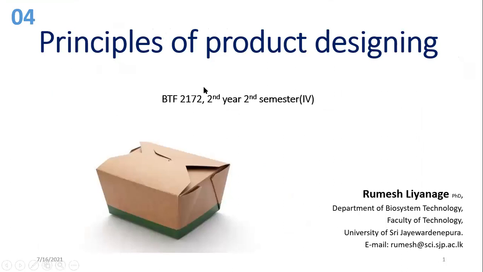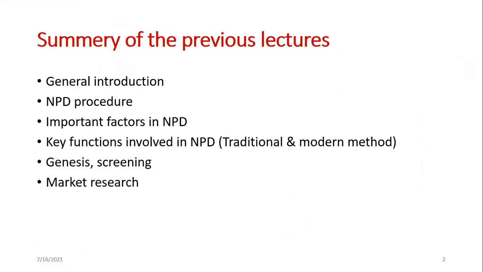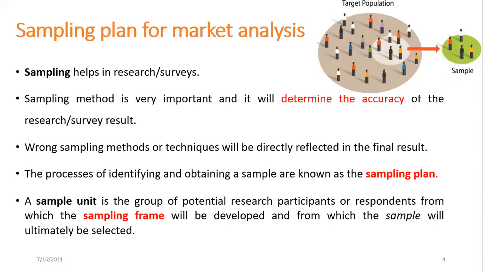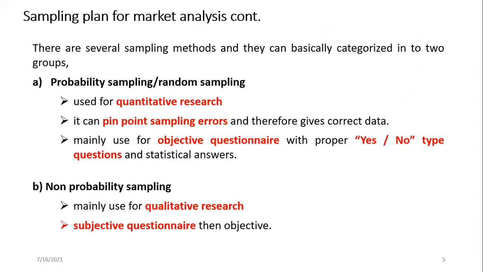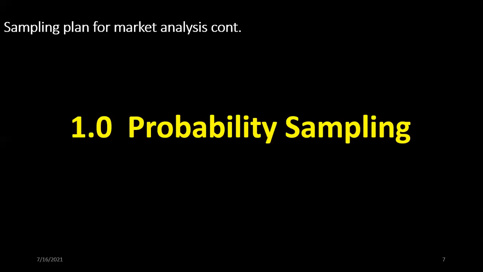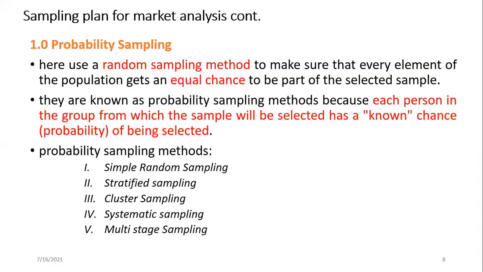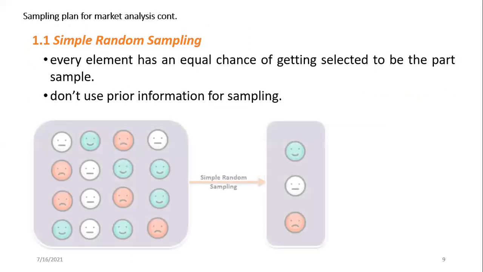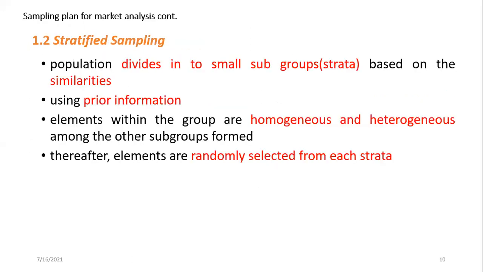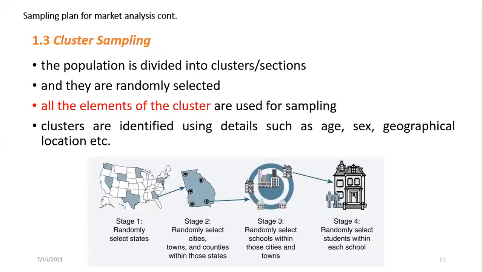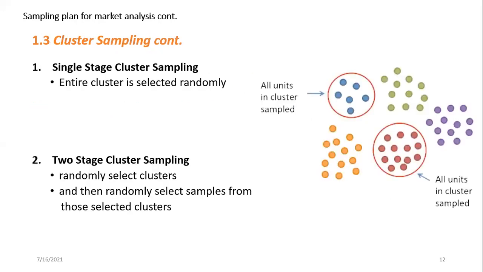fourth lecture. This is very important. We discussed sampling plans, how to do sampling, probability sampling plans, non-probability sampling, everything we discussed. And there are five probability sampling methods. I am not going to explain these things; I think it's very easy to understand.